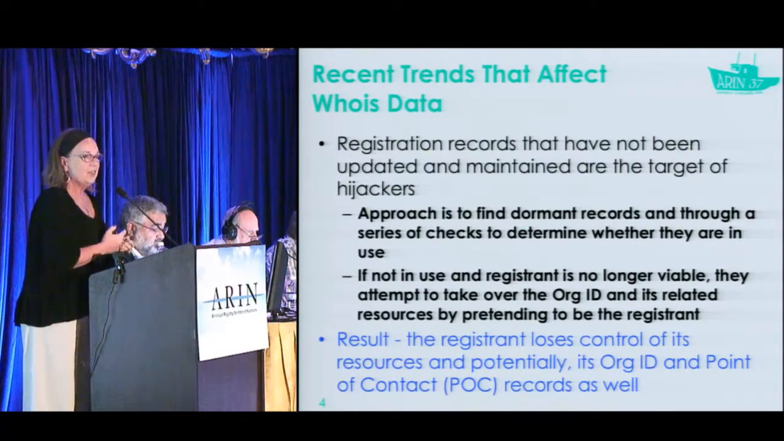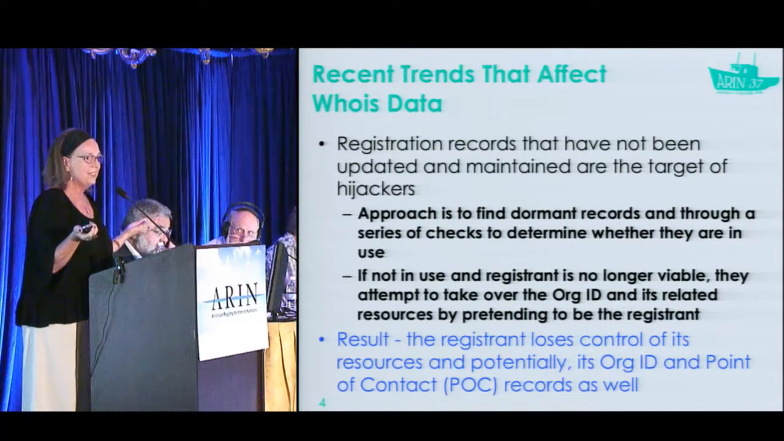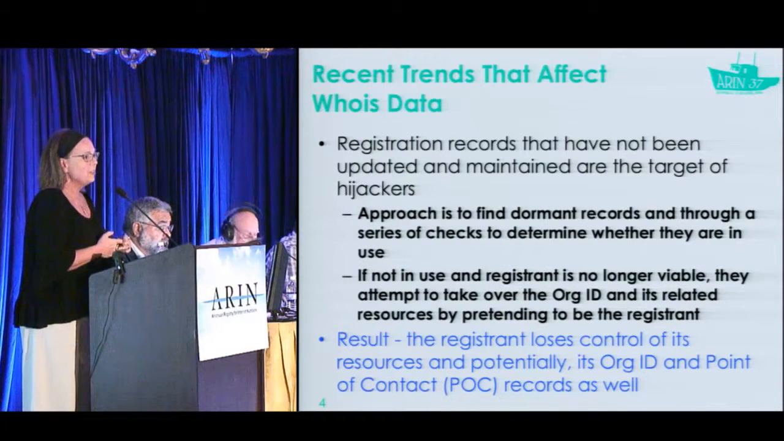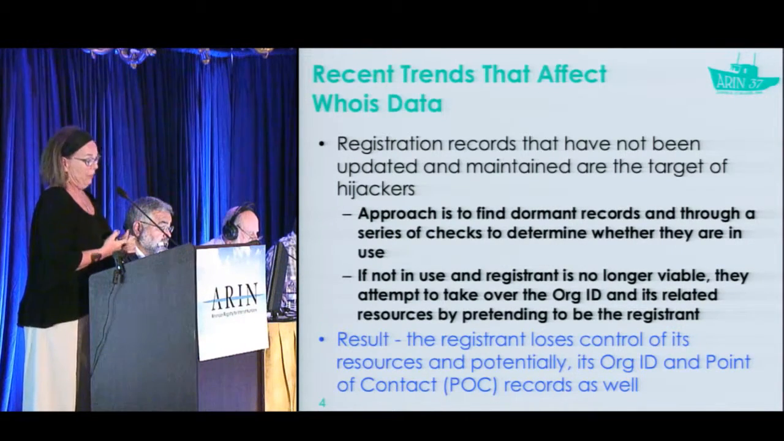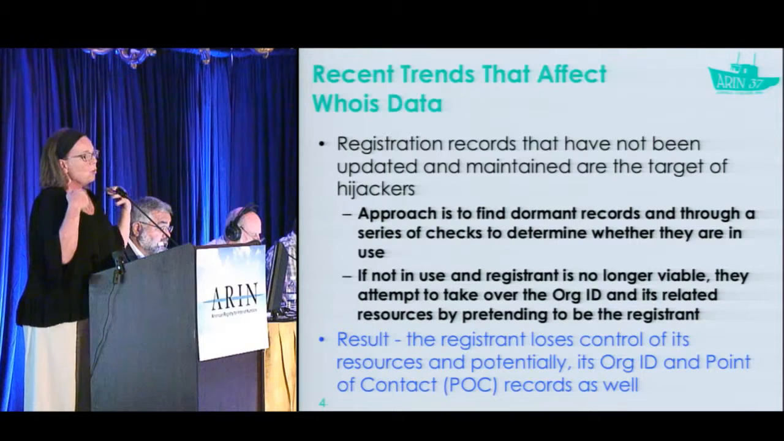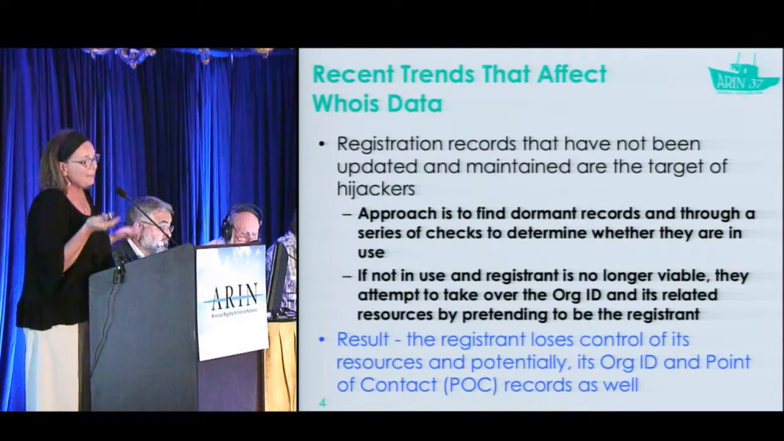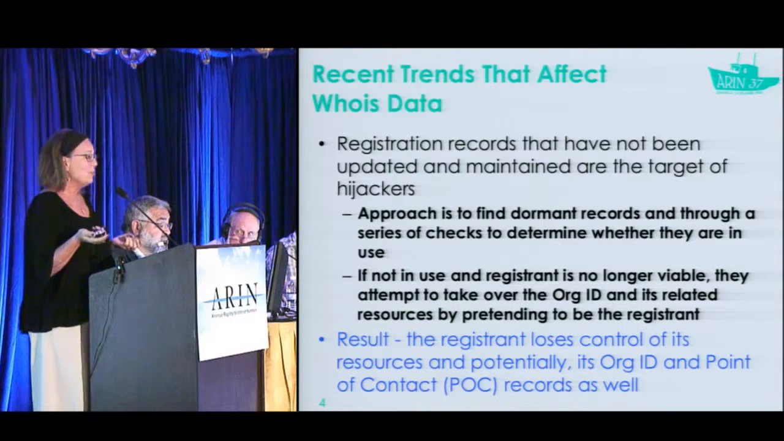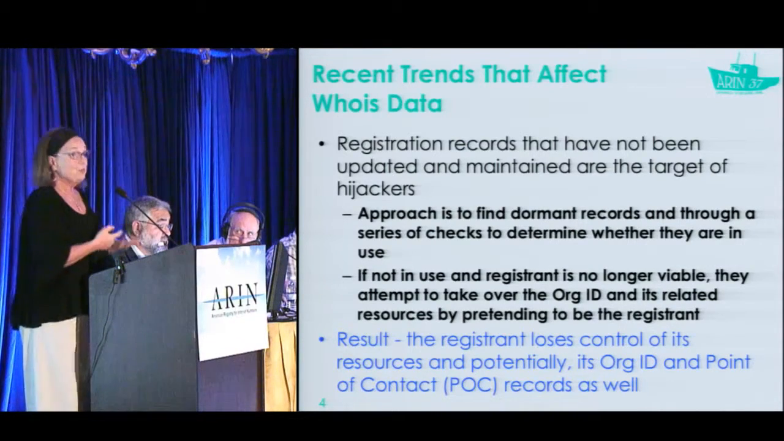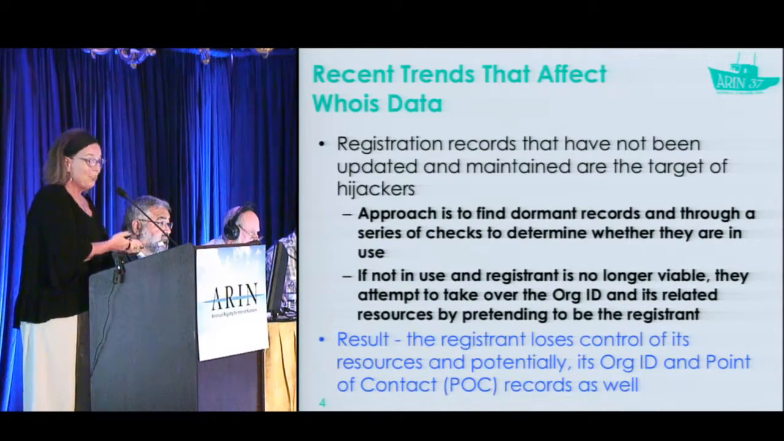They're not afraid to sign their names on things and pretend they're someone else, and to sign names on sworn affidavits, et cetera, et cetera. So they're pretty ruthless, I guess. ARIN catches a lot of these, but there are times that we don't catch them. We just can't stop everything, and like I said, they're a little more sophisticated than they used to be. If they are successful, the result is that the registrant loses control of its resources and potentially its organization record and its point of contact record as well.